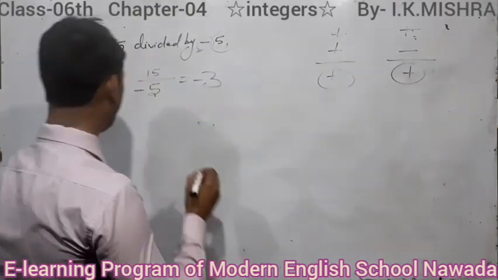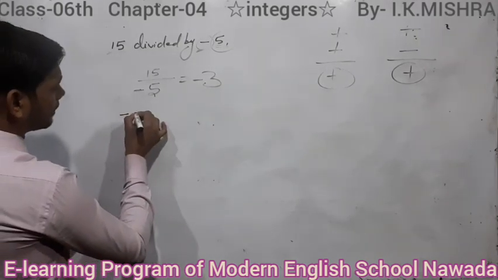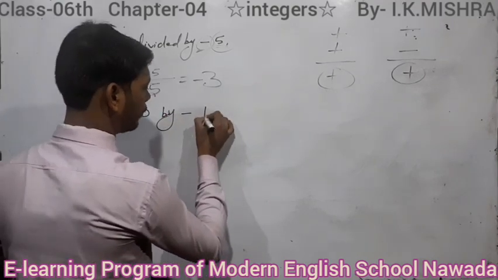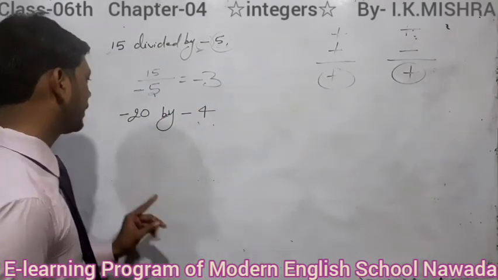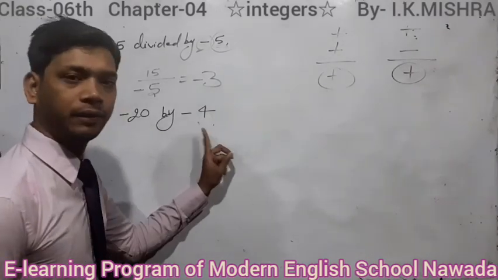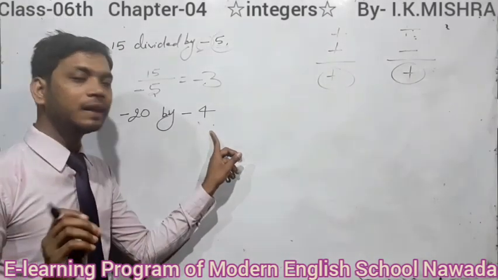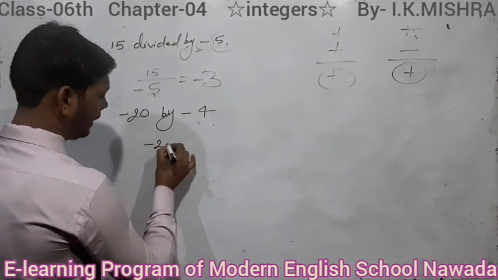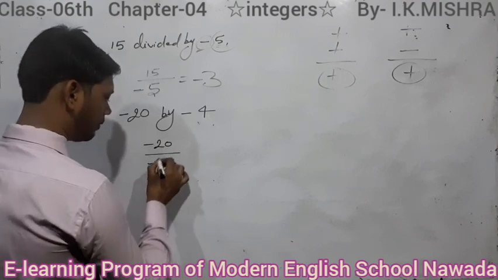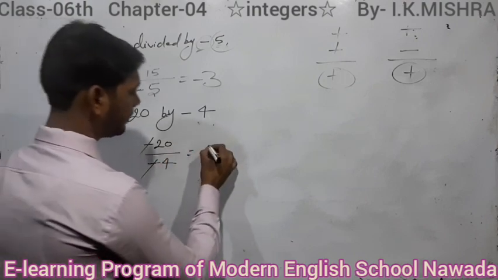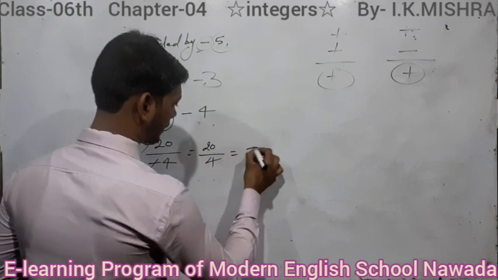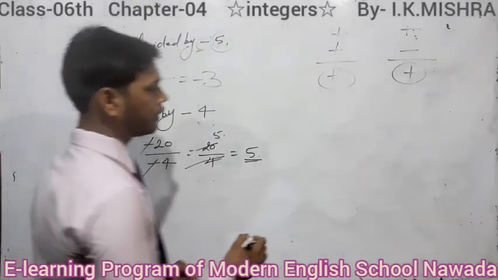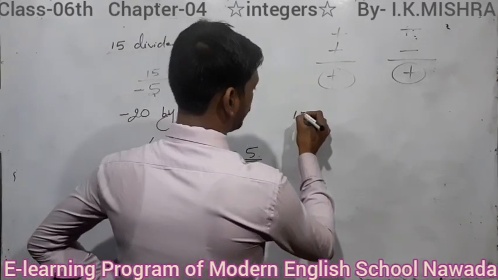Suppose you have to divide -20 by -4. Students, observe here, both integers are negative. Then it is clear the result will be positive. It is written -20 divided by -4. Minus minus cancel, so it will be 20 by 4, and the result is 5.